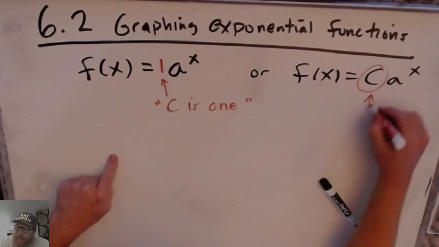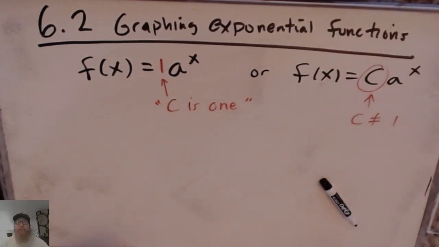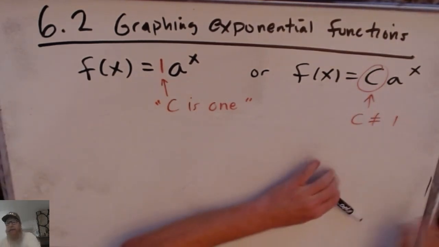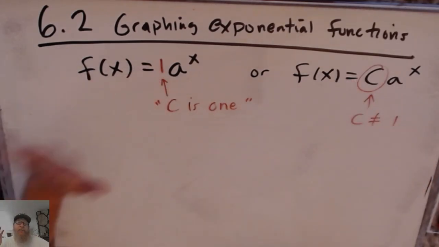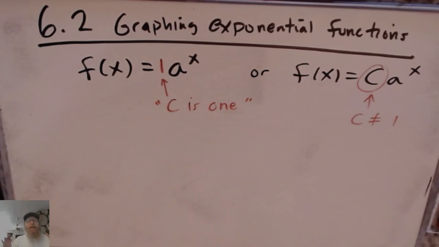Typically, in this case, c is not equal to 1. Otherwise, if c was equal to 1, I just wouldn't write it. It would be an invisible one. So today we're going to focus on the graphing.